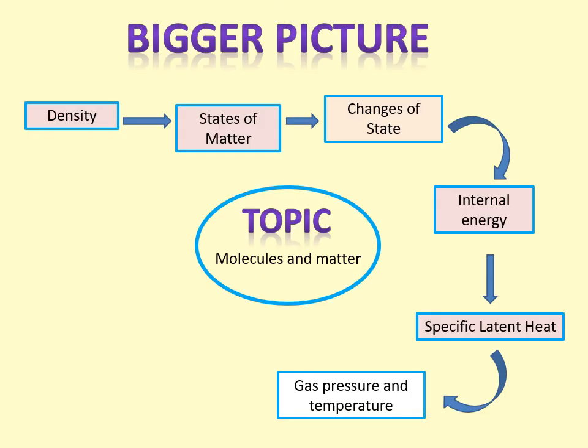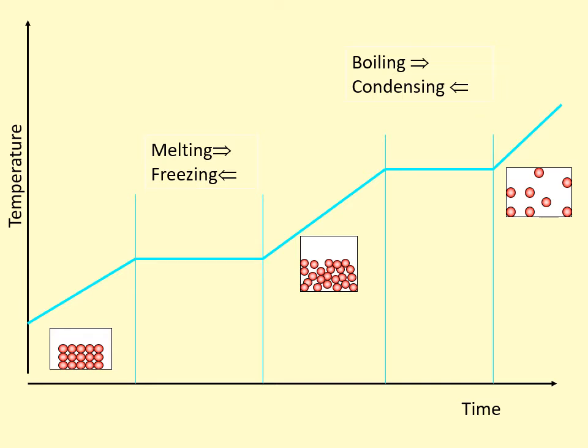So according to the bigger picture, we are on lesson number 5 today of topic P6, molecules and matter, and the title for today's lesson is specific latent heat. If you look into this graph, you can see along the x-axis we have time and along the y-axis we have temperature. When the time increases, the temperature is increasing, but at some certain point, where we can see melting and freezing, the temperature is remaining constant. Temperature is not increasing if we are giving thermal heat energy to the system, so what's the reason behind it? This is very important to understand.